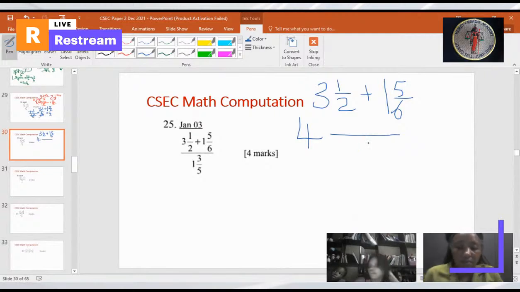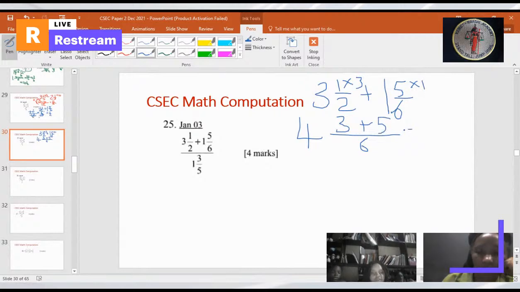Yes, miss. And now we're going to find the LCM for 2 and 6, which is 6. So 2 into 6 goes 3 times. 3 times 1 is 3. And 6 into 6 goes 1 time. 5 times 1 is 5. Okay. So now we're going to add the numbers. So 5 plus 3 is 8 over 6.